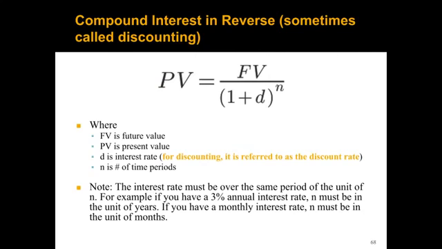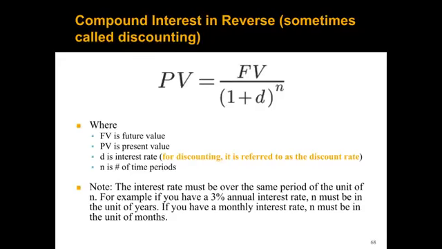So this is actually called discounting. And what that means is instead of going to the future and seeing what your future value would be if you put in a certain amount of money, it's seeing how much those future values are worth today. So it's finding the present value if you're given the future value. And you can see we've just reversed the formula that we had before in a previous slide by dividing both sides by 1 plus d to the n.